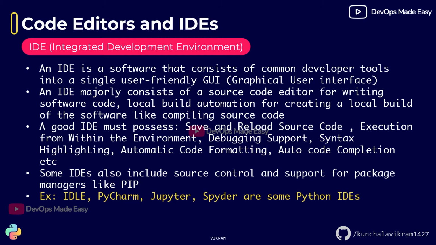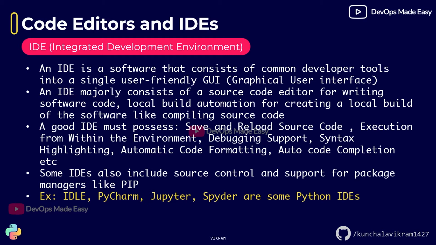An IDE is a kind of software that you install on your local machine. It usually comes with common developer tools that are packed into a single user-friendly graphical user interface. An IDE majorly consists of a source code editor for editing your source code files, and local build automation for creating a local build. That means they also come packed with the build tools necessary to compile your source code. A good IDE must possess all these features: save and reload your source code, execution from within the environment, debugging support, syntax highlighting, automatic code formatting, and completion. That means you don't have to go outside your IDE to compile your source code, because all these features will be included within the IDE itself.